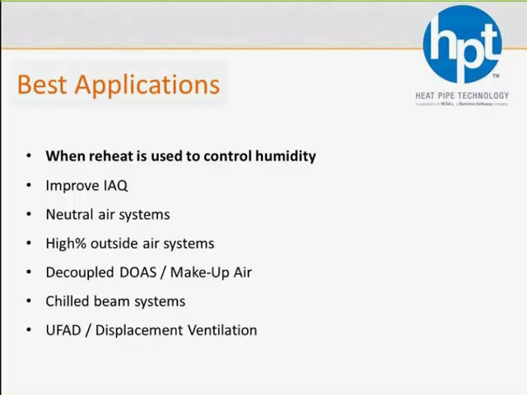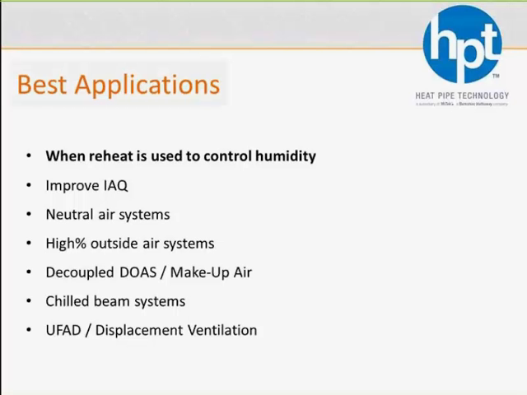We see a lot of 100% outside air systems. If it's all outside air, then since we're a sensible device, it's all based on the delta T, and more outside air usually means a larger delta T, so we'll do more energy recovery. That also generally means there's more humidity to be controlled and more moisture to be removed when there's more outside air. We see a lot of chill beam systems as well.